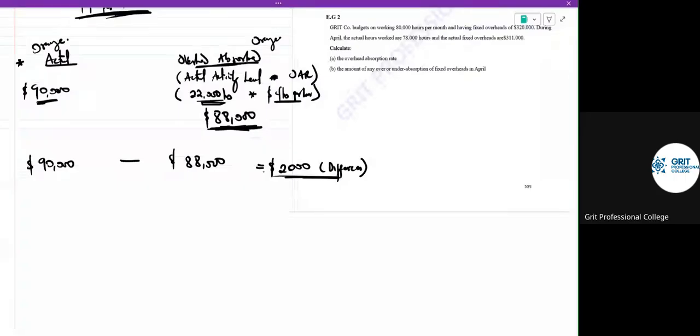I did earlier mention in the slide that if it's an under absorption, then it is bad for us because we were not prudent. But if it's an over absorption, it is good for us. Okay.